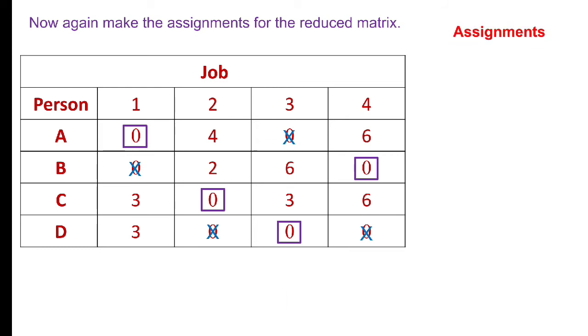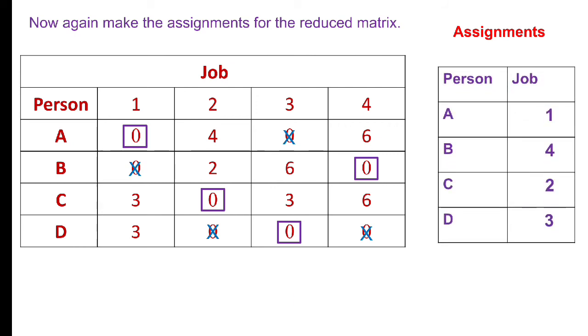Now, the allotment. Person A, job 1 will be assigned. Person B, job 4. Person C, job 2. Person D, job 3. This assignment is given according to the optimal solution.